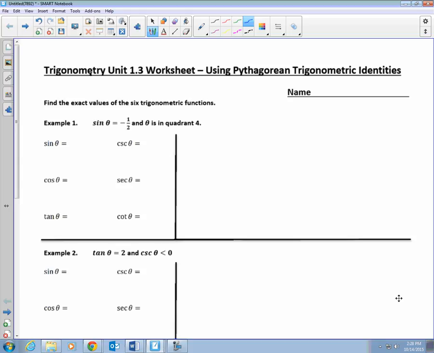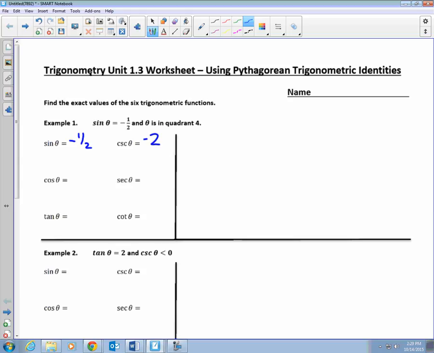Let's see if we can write these down. You can usually get 2 right away. What is sine of theta? -1/2. Done. If I know sine, what's the other one that's easy to figure out? Cosecant is going to be -2 because it's the reciprocal, correct? Well, that was easy. Now what I'm going to do is use my Pythagorean formulas to figure out one of these.